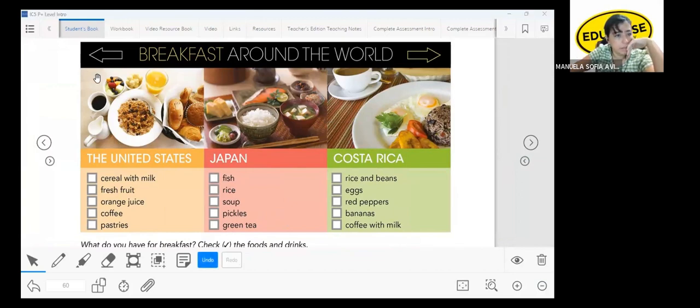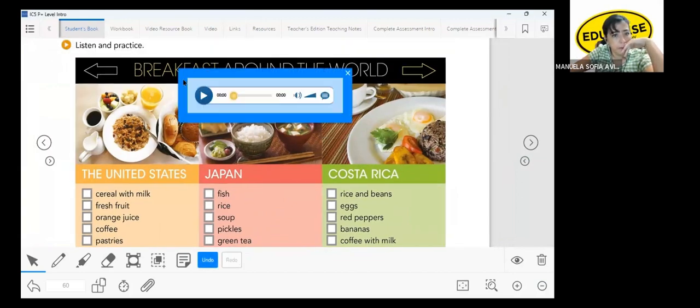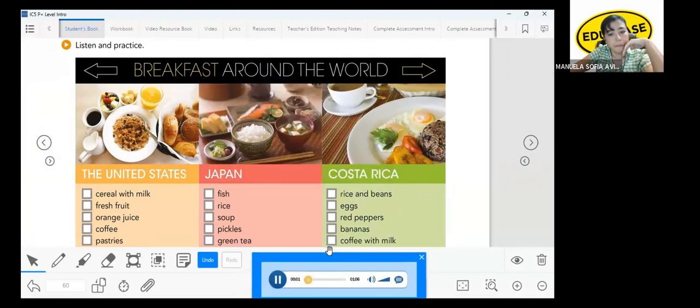Wait, please, it stopped. Here we go. Page 60.